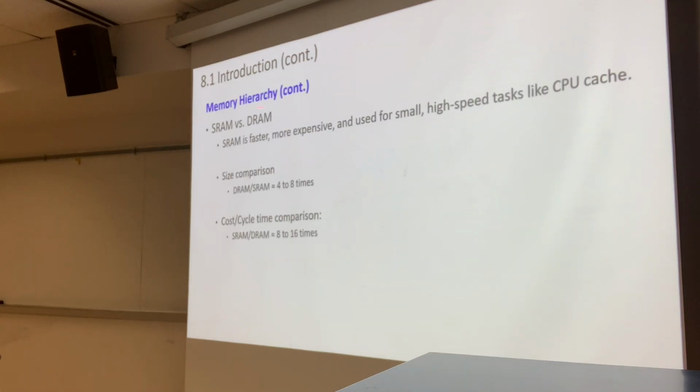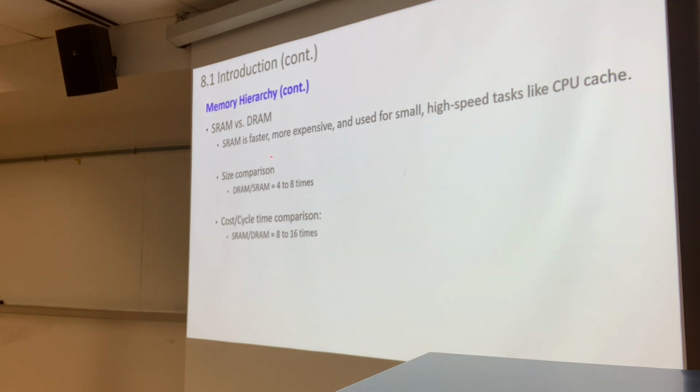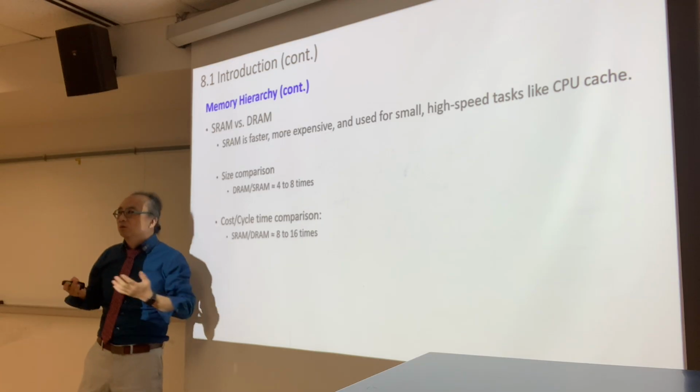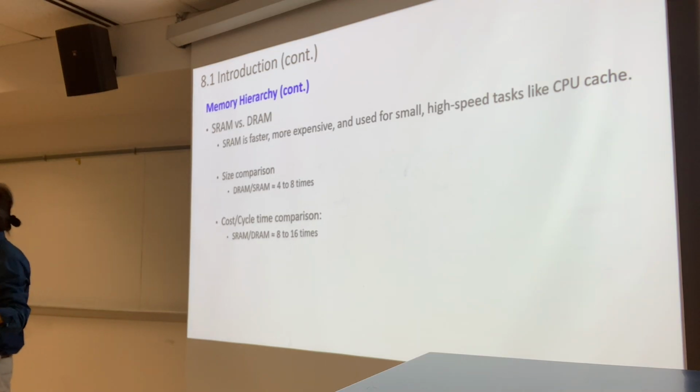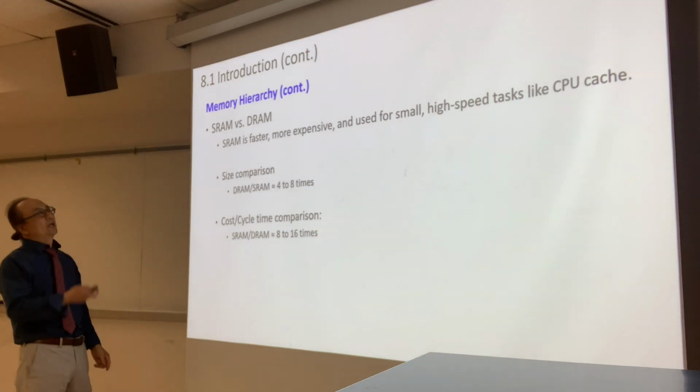Let's talk about SRAM versus DRAM. SRAM is faster, but it's really expensive, and SRAM is much smaller. But DRAM is slow, huge, and cheap. That's why our main memory is typically DRAM, and cache is mostly SRAM.